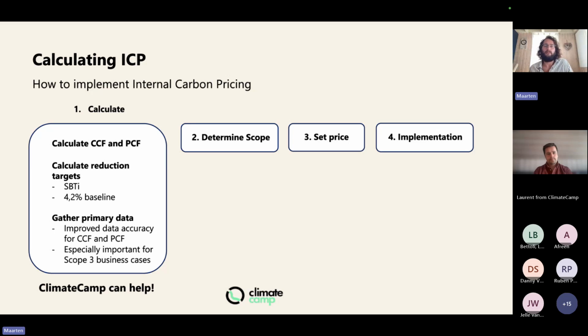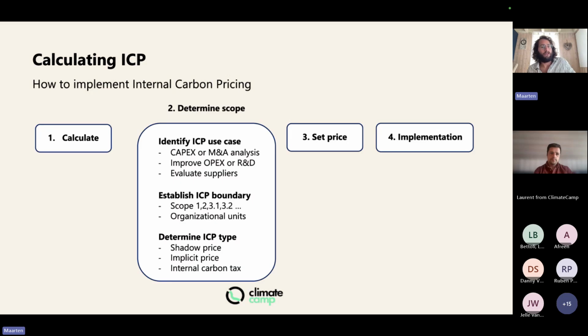And then you can gather primary data. So you can have improved data accuracy for your corporate carbon footprint and product carbon footprint, and you just need it for scope 3 business cases. And ClimateCamp does specialize in calculating and gathering this primary data for scope 3.